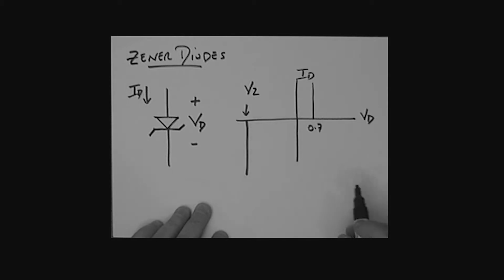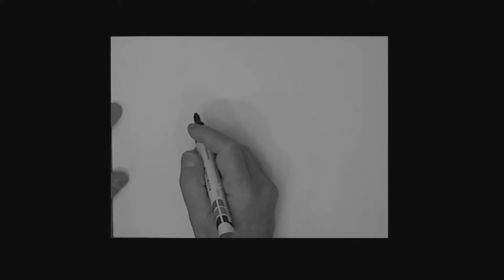Now, these Zeners are available with all different values of VZ. So we can have 5-volt Zeners, we can have 10-volt Zeners, and so on. Now, what I'd like to do next is consider a couple of examples in this block. Let's look at this circuit. I'll draw this circuit for you and we'll make some consideration of it. So this is an example.